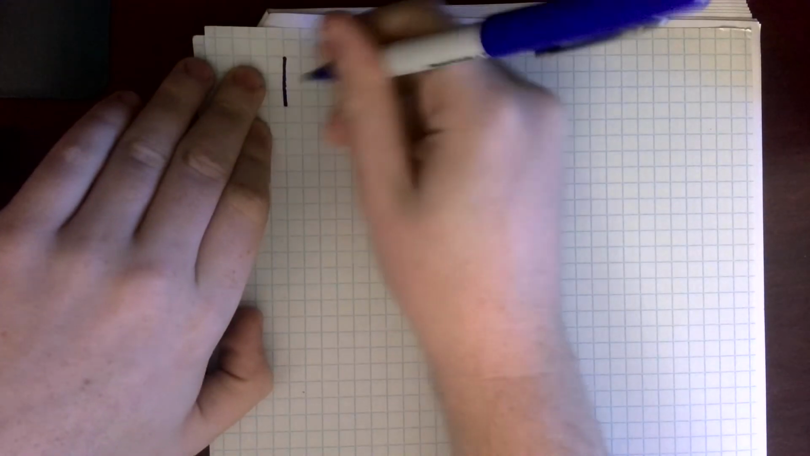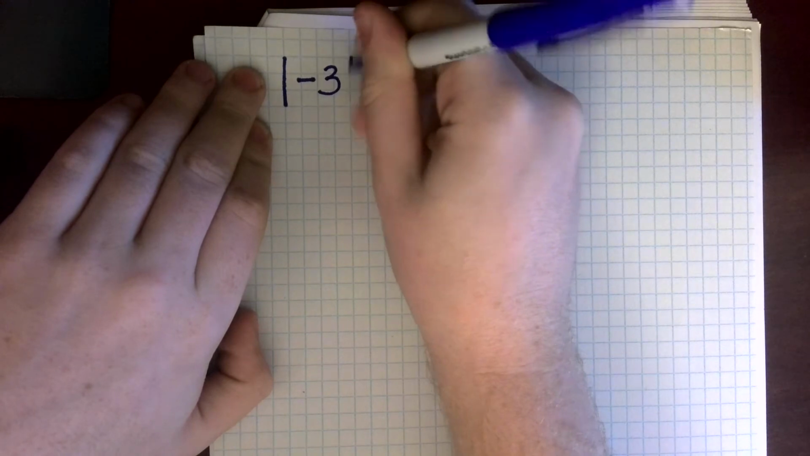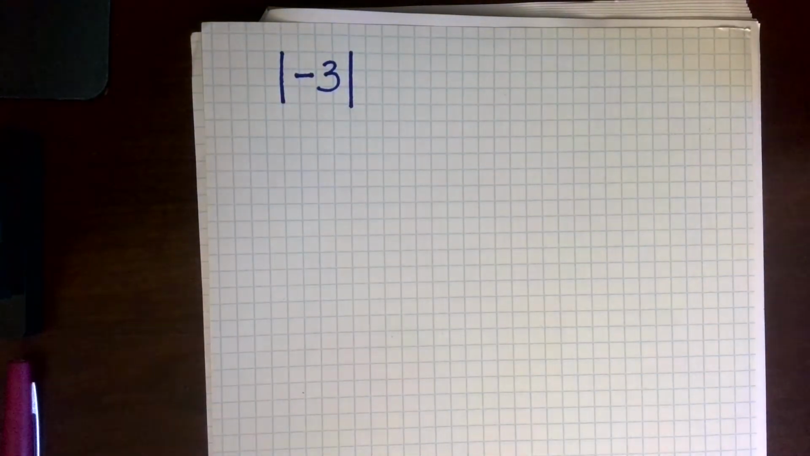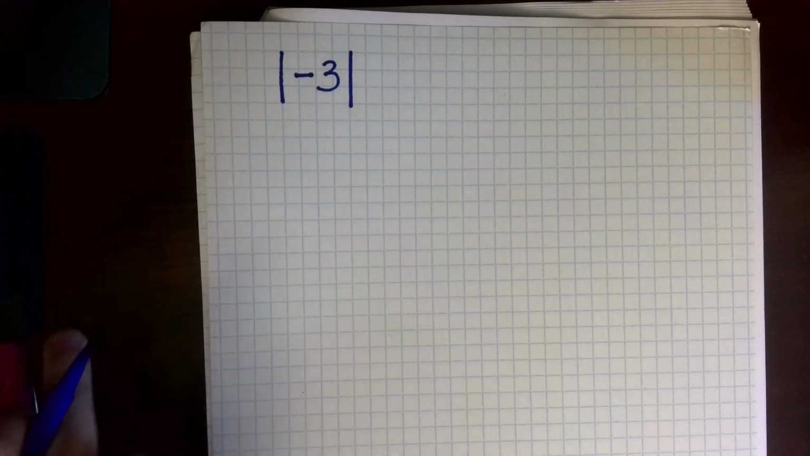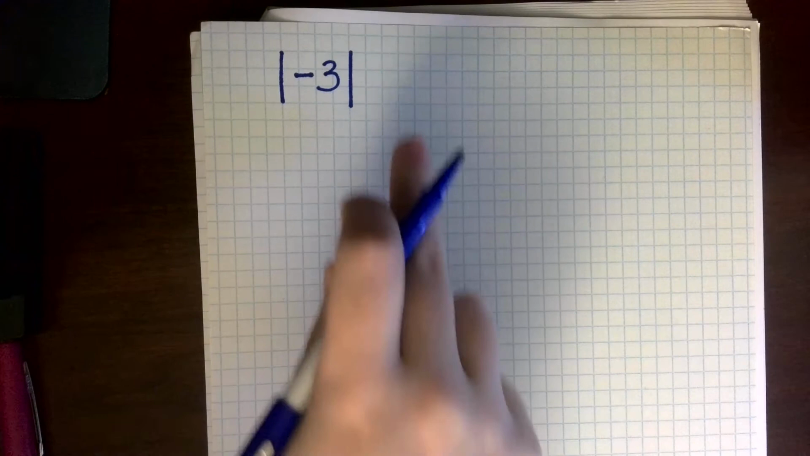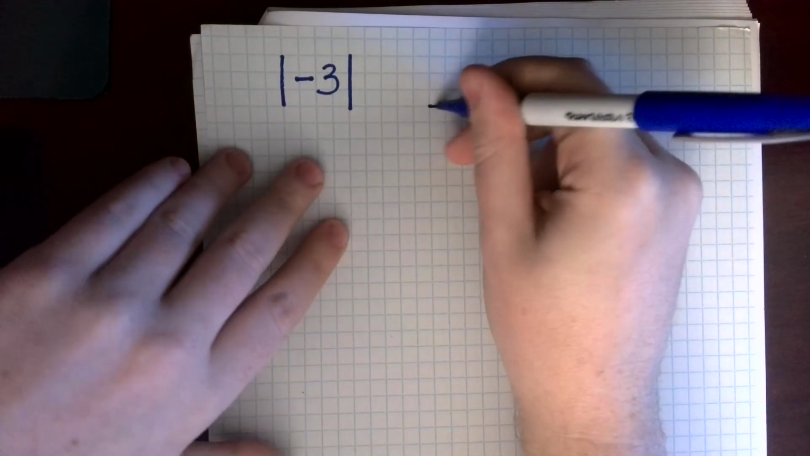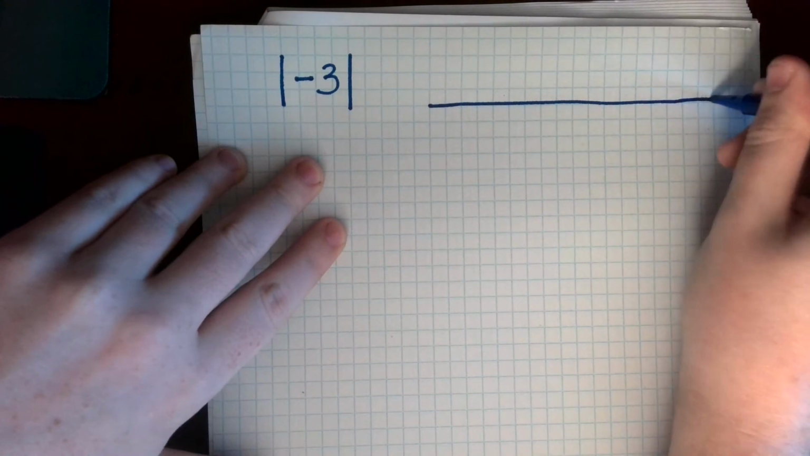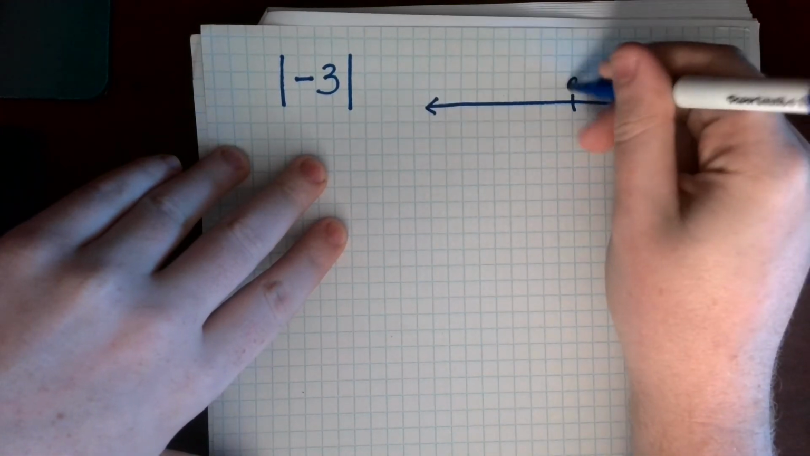So, let's say you're looking at some weird symbols that look like this. Almost like parentheses, but not curved. These are absolute value symbols. And they act like parentheses in the sense that everything that's inside of them is contained. The absolute value is defined as a number's distance from 0.